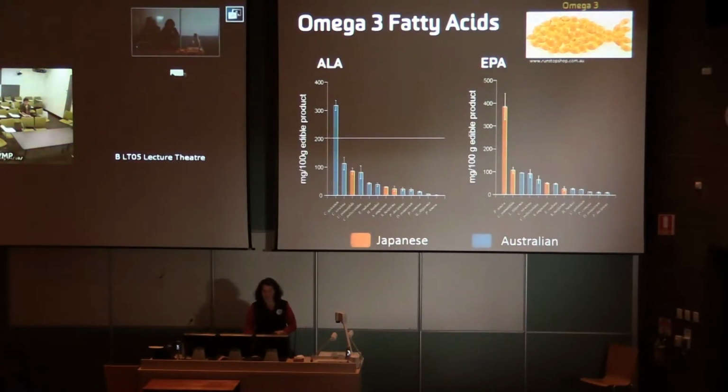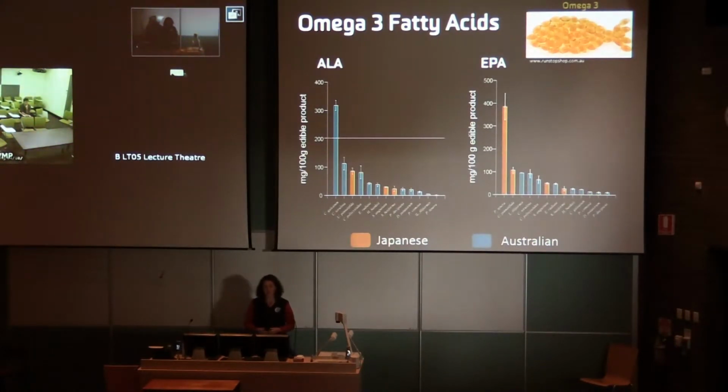For the EPA, we can see that we've got relatively high levels, with most species somewhere up around 100 milligrams per 100 grams of edible product. But this one here stands out, and this is the nori. Okay, so we've got a huge proportion of EPA in the nori. So this is a real standout compared to all the other species that we tested.